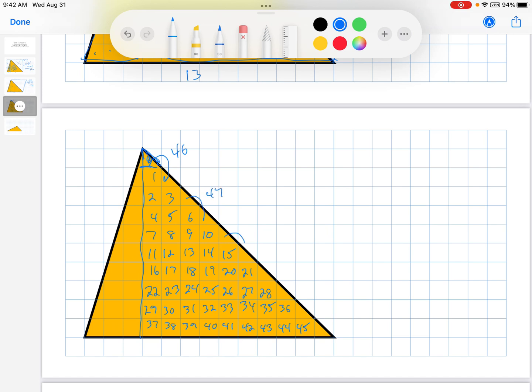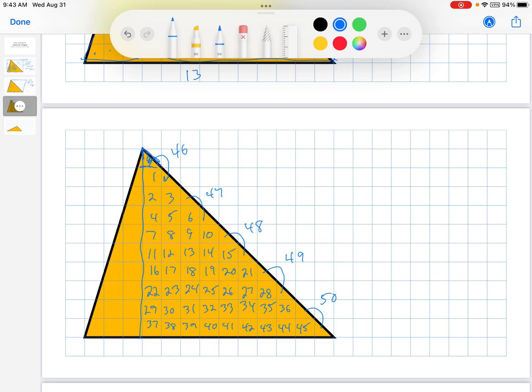Combine these two together, and that makes 47. Combine these two together, and makes 48. Combine these two together, and makes 49. Combine these two together, and I get 50. And that leaves this one over here.